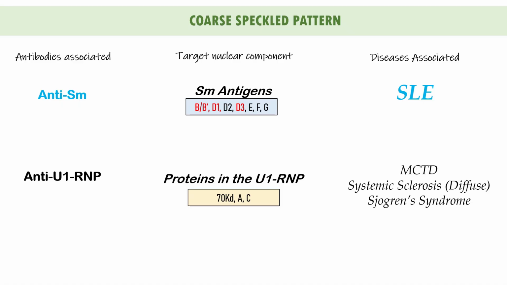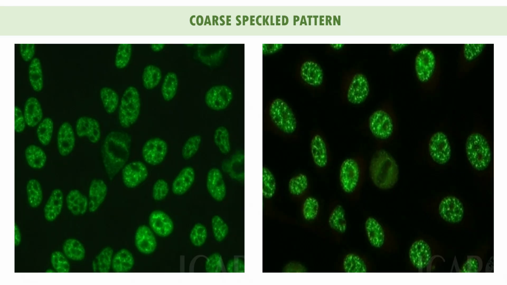Anti-U1RNP, on the other hand, can be seen in other diseases such as the mixed connective tissue disease or MCTD, systemic sclerosis, the diffuse type, and Sjogren syndrome. In particular, anti-U1RNP is seen in high titers in cases of mixed connective tissue disease. For coarse speckled patterns, so here is the appearance. They have this coarse, grainy, or granular appearance without staining in the nucleolar area.